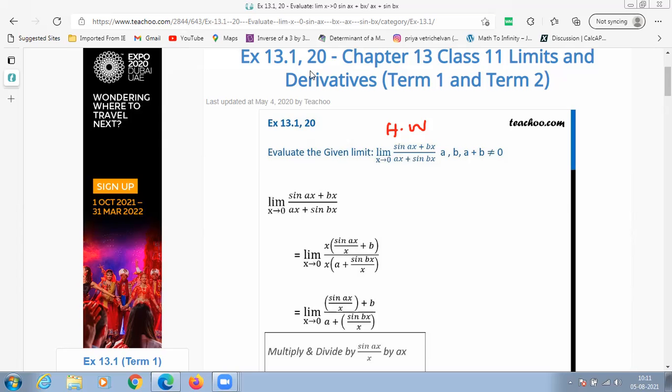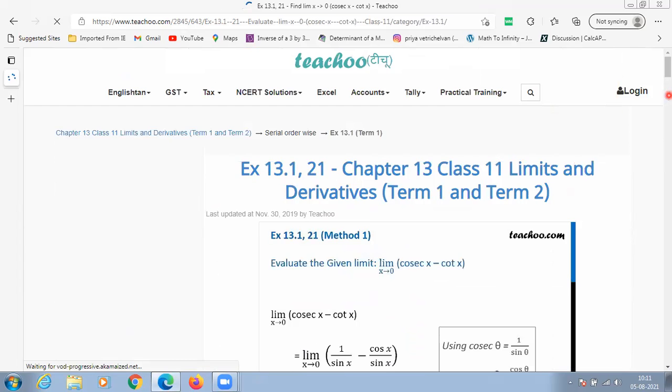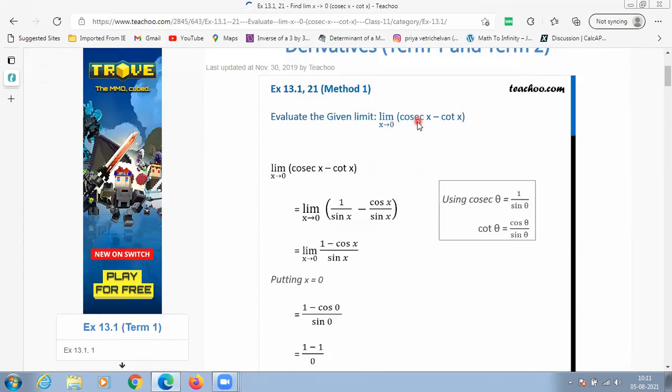Question number 21. Limit x approaches 0 of cosecant x minus cot x.